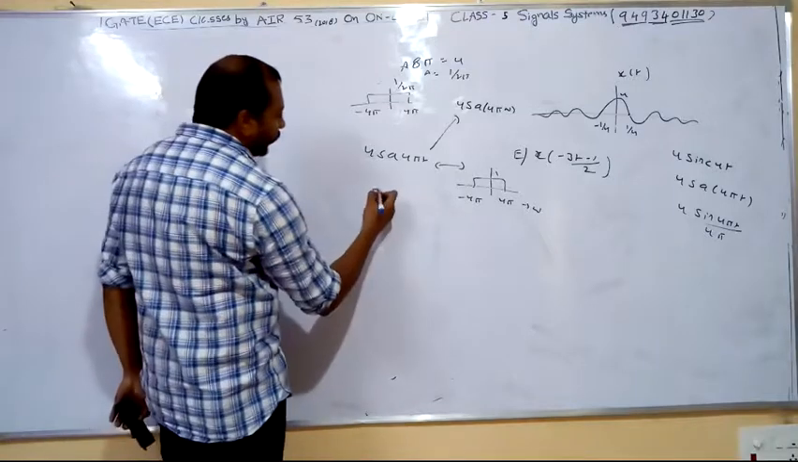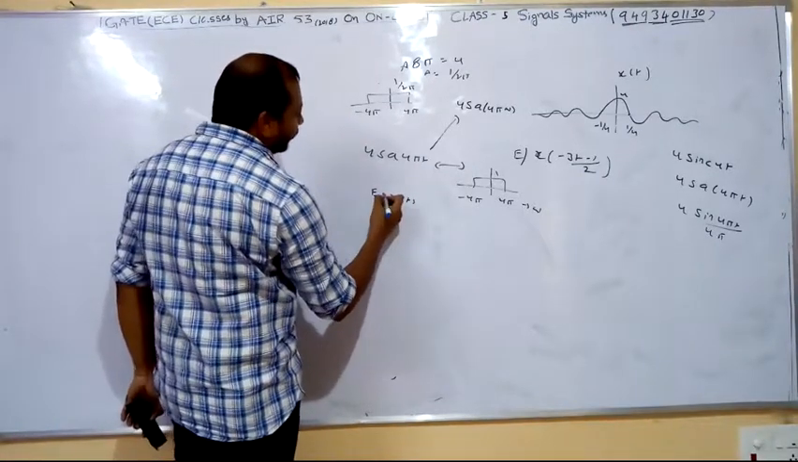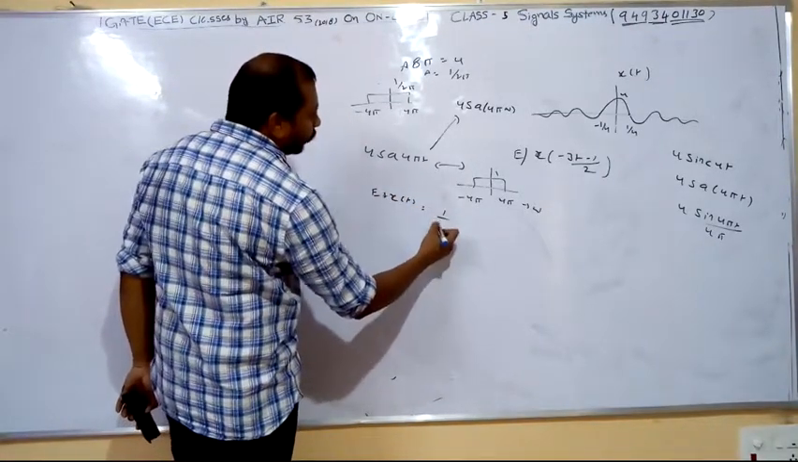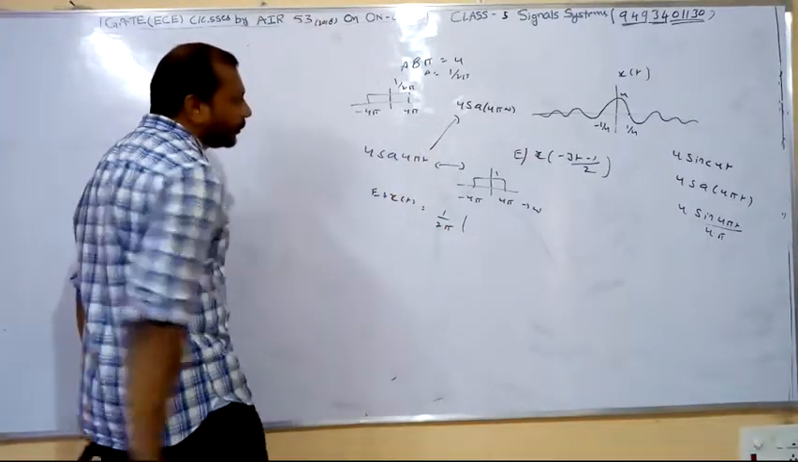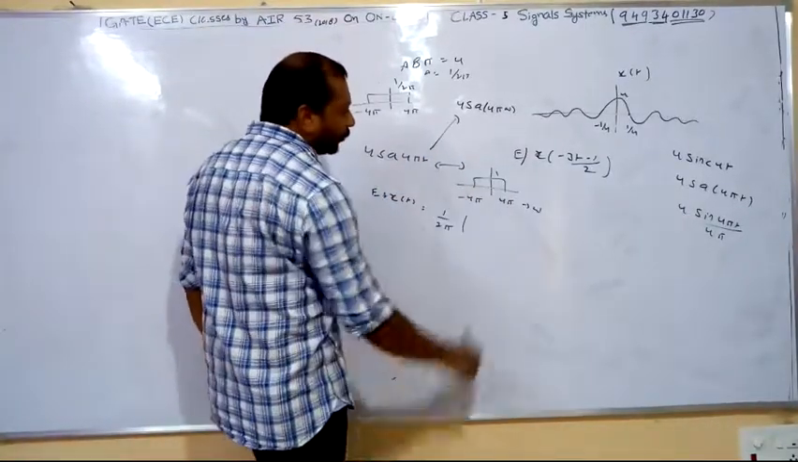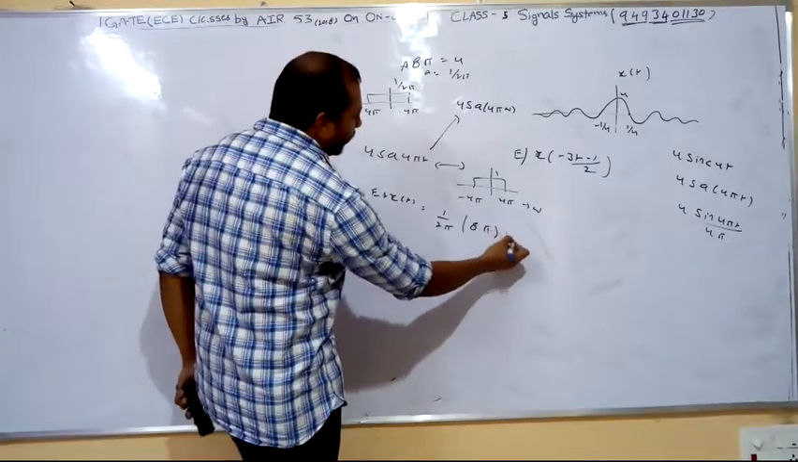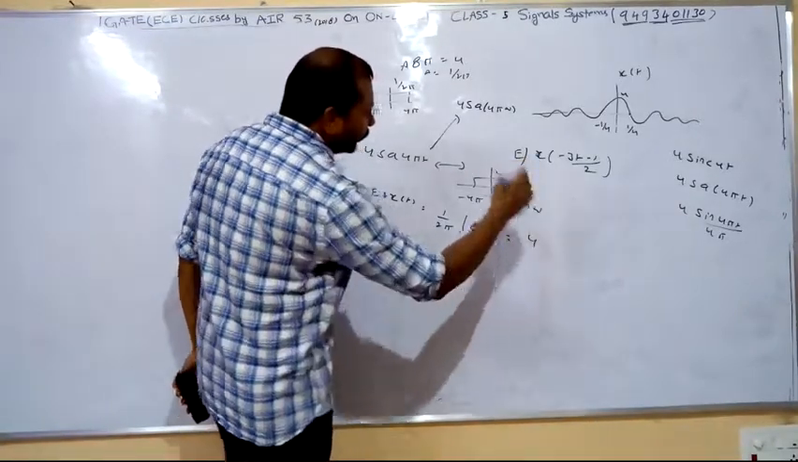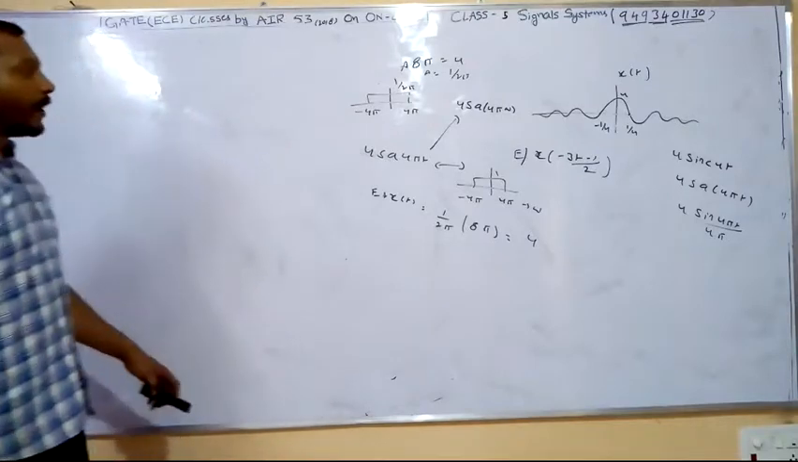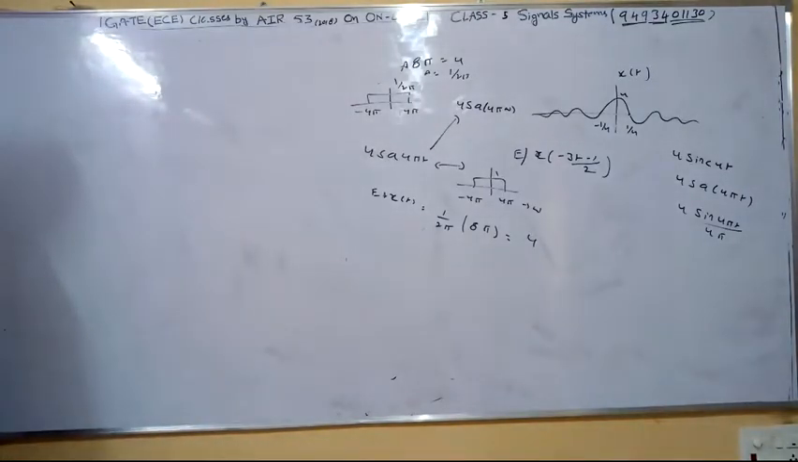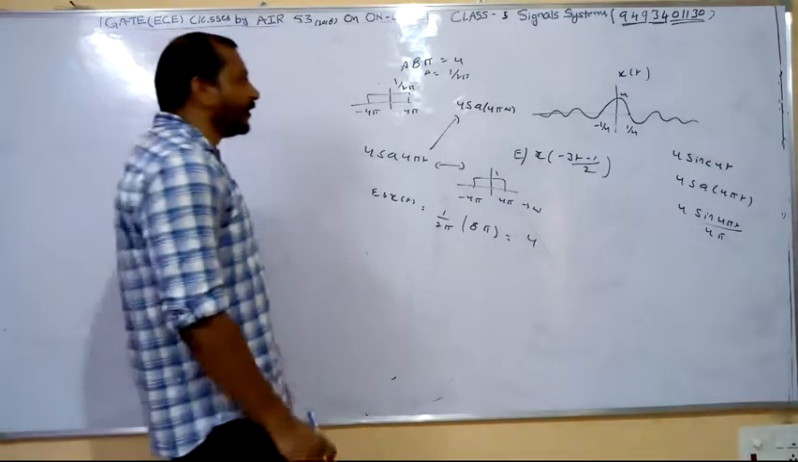From this, the energy of this x of t can be represented as 1 by 2 pi into X of f whole squared. 1 squared is equal to 1 only, you have 8 pi, so 1 by 2 pi into 8 pi, this value is equal to 4. This value is equal to how much? 4. But what do we want? We want the energy of the signal x of minus 3t minus 1 divided by 2.